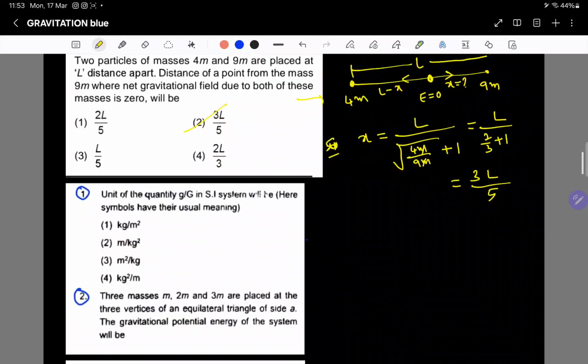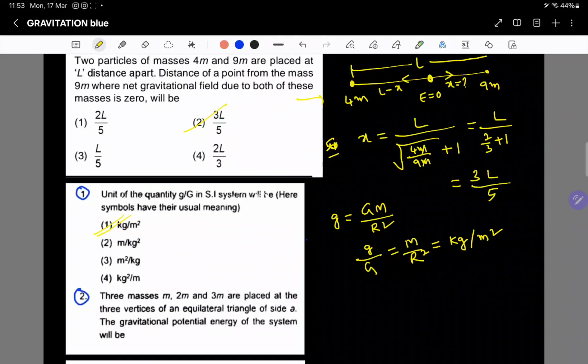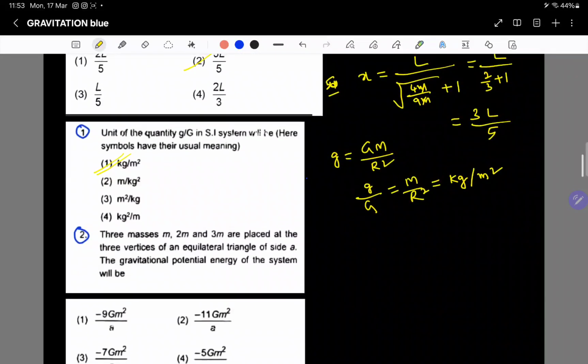Next question. Unit of the quantity small g by capital G. Yes, students, small g equals capital G m by r square. So small g by capital G equals m by r square. The unit of m is kg, and distance is meter square, so kg by meter square, the first option only. It is easy, only SI units.